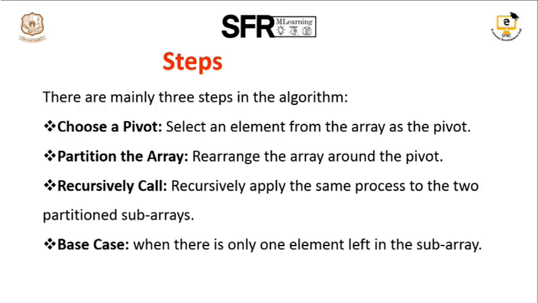Third one, recursively call. Recursively apply the same process to the two partitioned subarrays, left and right of the pivot. Finally, base case. The recursion stops when there is only one element left in the subarray, as a single element is already sorted.